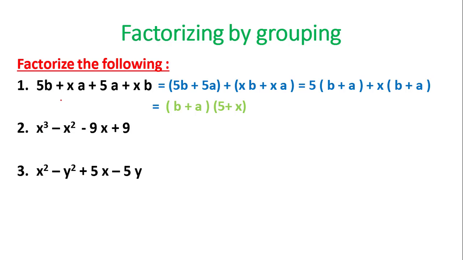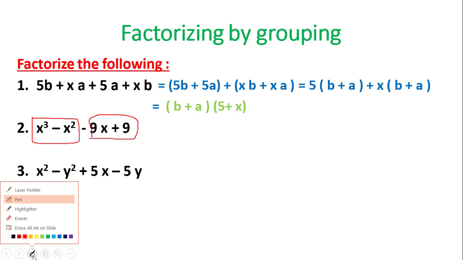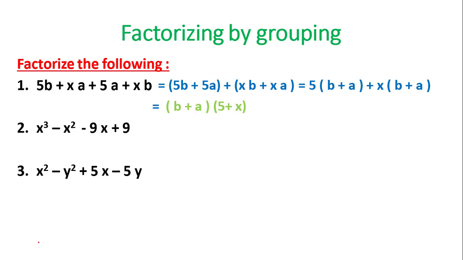Number 2, here we have x power 3 minus x power 2 minus 9x plus 9. Okay, I can take the 2 terms here together because we have x power 2 as a common factor. X here and x here, x power 3 and x power 2, I'll take the highest common factor, which is x with the lower power. And here also we can take the 2 terms together because they have 9 as a common factor. Okay, so I'll take each 2 together.